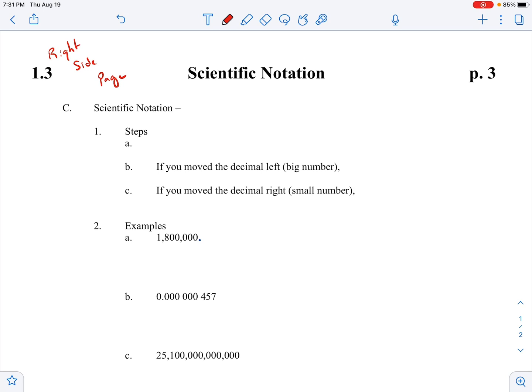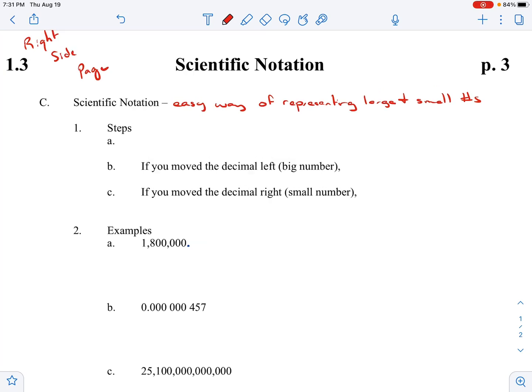And that is an easy way of representing large and small numbers. All right, and this actually came from back in the day when all the books were pressed with a printing press and they had to put their own little pieces in there. So it made it a little tough to have all those zeros, especially Avogadro's number, but we'll talk more about that later.